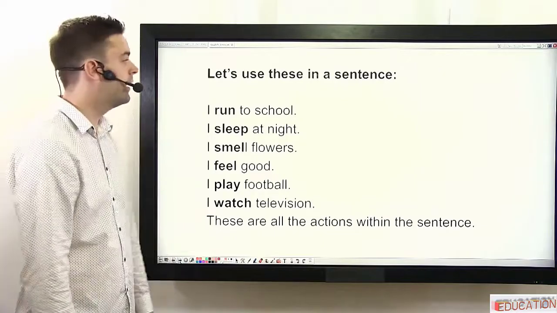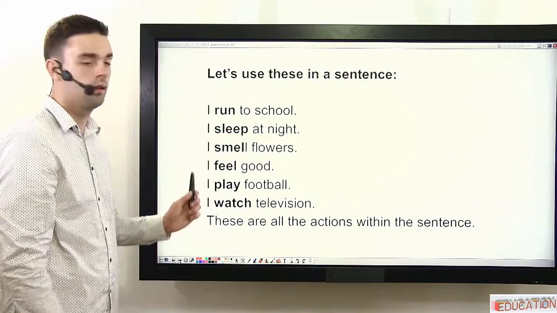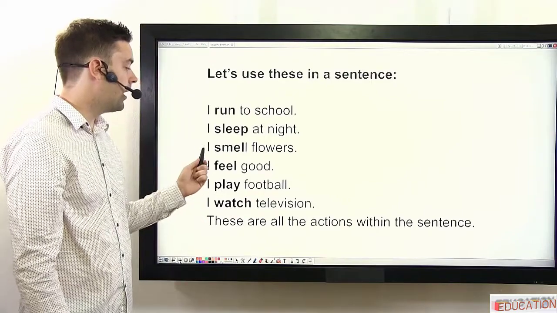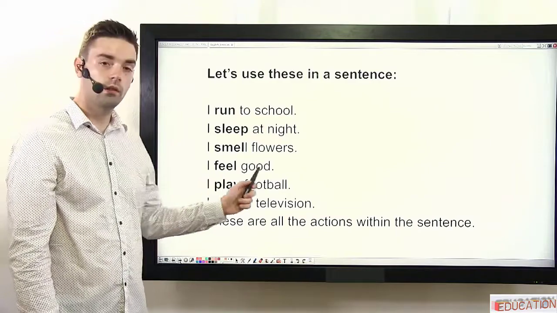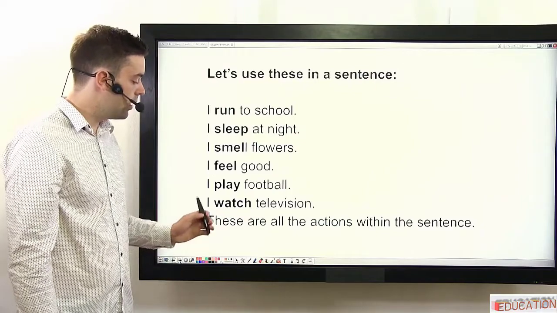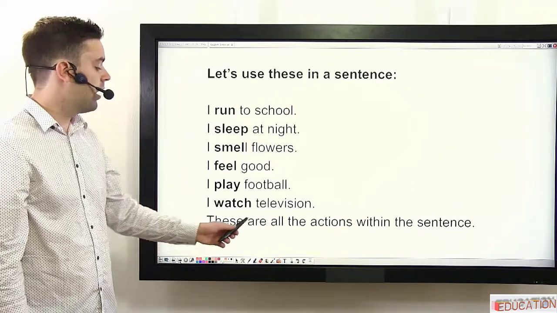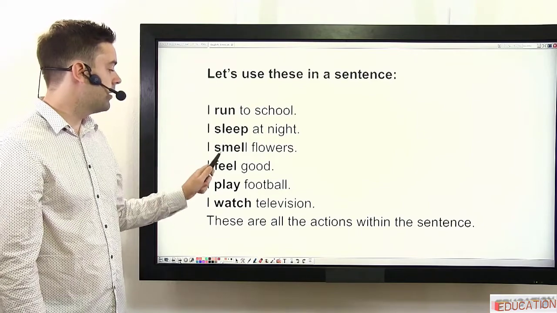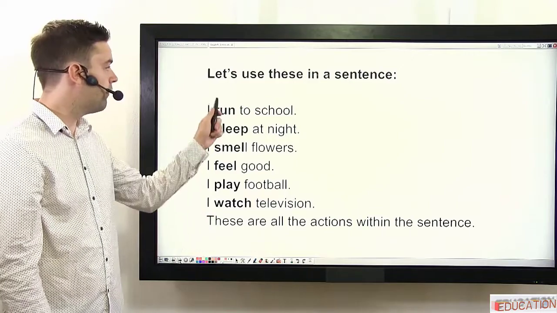So let's use them in a sentence. I run to school. I sleep at night. I smell flowers. I feel good. I play football. I watch television. These are all the actions within the sentence. Run, sleep, smell, feel, play, and watch. The verbs.